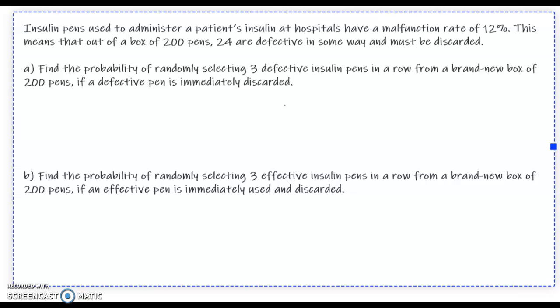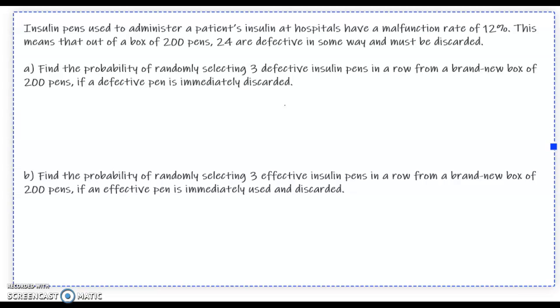Okay, so we're looking at this, and we see insulin pens have a malfunction rate of 12%. In this version of the problem, I'm saying malfunction rate of 12%. And just thinking about what this means, if you have a box of 200 pens, 24 of them are defective in some way. So part A says find the probability of randomly selecting 3 pens in a row from a brand new box, and after each pen, you're immediately throwing it away because it's defective.